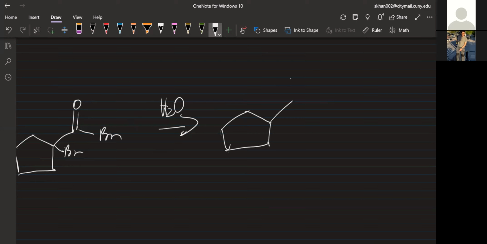I just wanted to show all the intermediates because I don't know if the book does or not, but just for the sake of doing it, right? That's going to be your final product, right? So whenever you see those reagents, the phosphorus tribromide, right? All you got to really think about is that it's going to install a Br at this alpha position here.